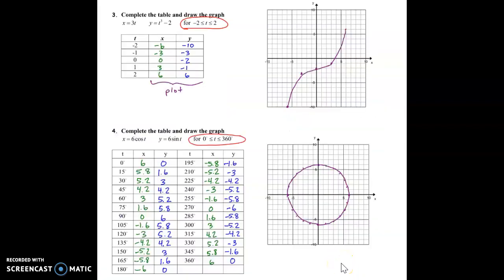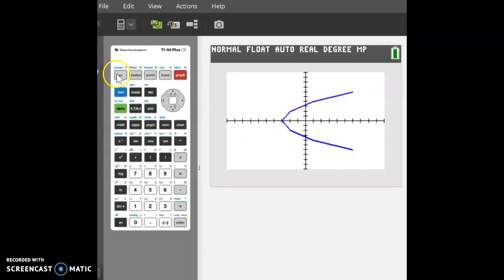Welcome back. Hopefully you had some fun playing around with your calculator. I'm going to go through the solutions and show you what they look like on the calculator as well. So here is our table. Again, if you need to pause it to check your answers, go ahead and do that at any point. Number 3, we end up getting something that looks like the cubic we had from earlier in the year.